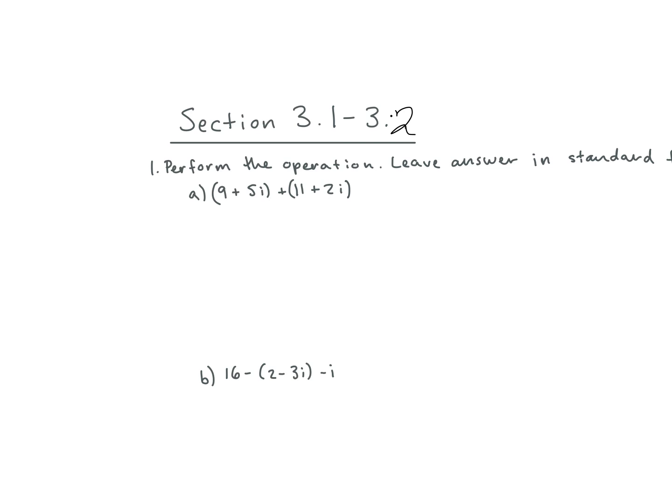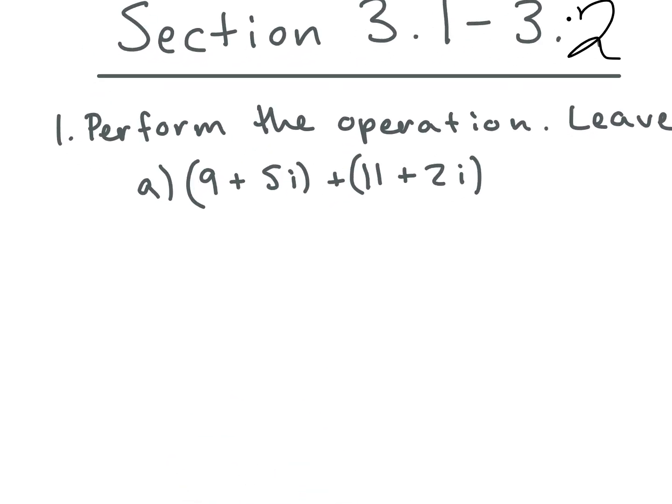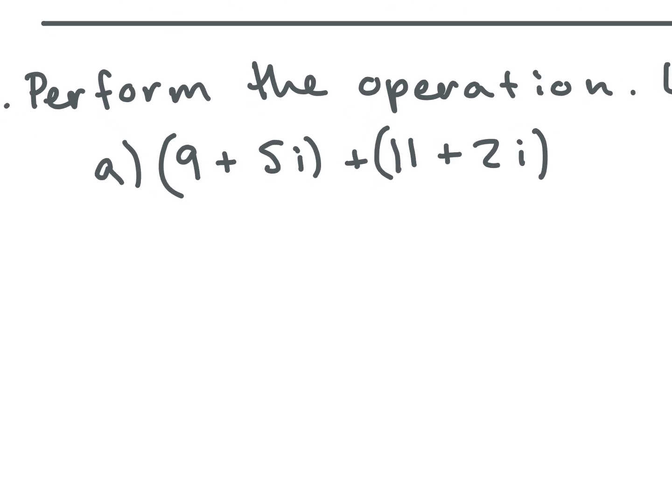So question 1 says perform the operation, leave your answer in standard form. So how would I add these? Add the real parts together, so I add the like terms. 9 plus 11 would be 20. Then add the two imaginary parts together. So 5i plus 2i is what? 7i. And don't forget, the real number has to come first when it's in standard form.